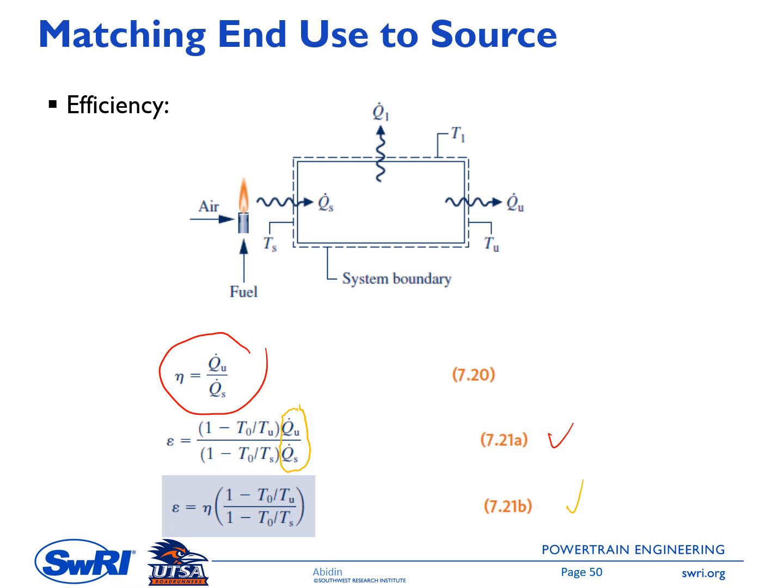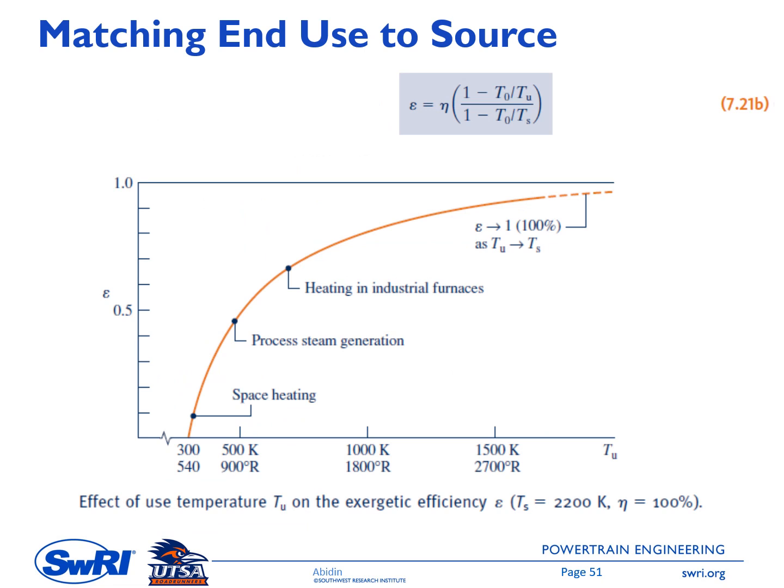So in this case, you need to match the temperature where you utilize the exergy to the temperature where we get this energy, which is Ts. So to maximize the utilization of the energy resource, we need to match Tu with Ts, so that the exergetic efficiency, or the second law efficiency, equals the efficiency based on energy, which is eta in this case. This graphic will help us to understand better the correlation between epsilon, Tu, and eta.